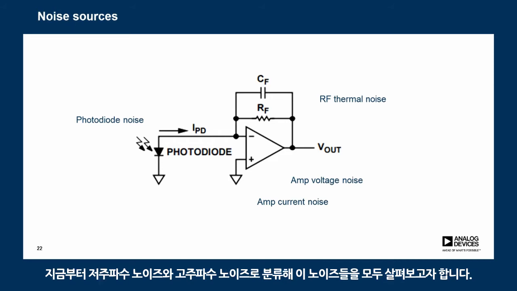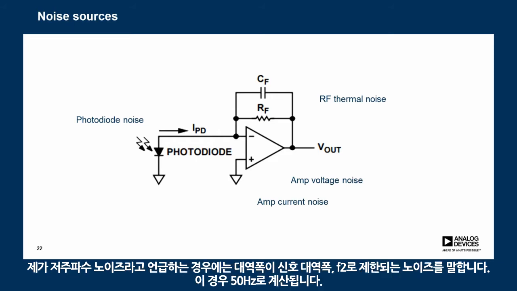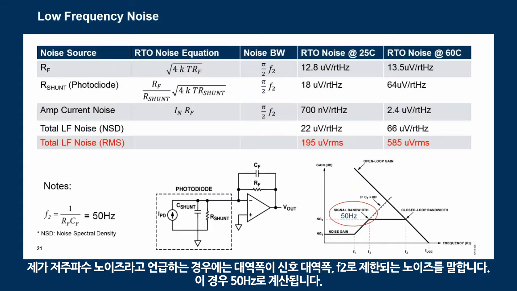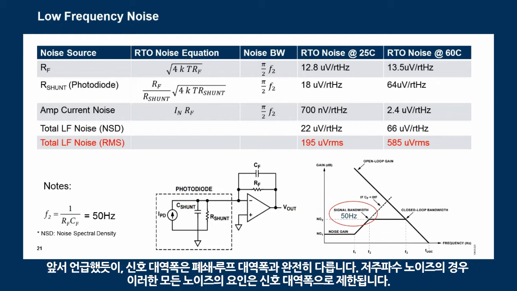So I'm going to look at all this noise as low frequency noise and high frequency noise. And when I talk about low frequency noise, I'm actually referring to noise where the bandwidth is limited to the signal bandwidth F2, and in this case it's calculated to be 50 Hertz. Well, remember earlier I mentioned that signal bandwidth is completely different from closed loop bandwidth. So for low frequency noise, all these noise contributors are limited by the signal bandwidth.